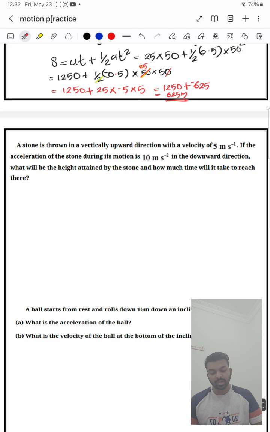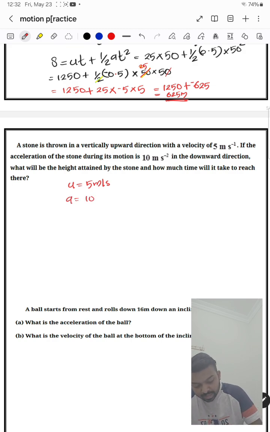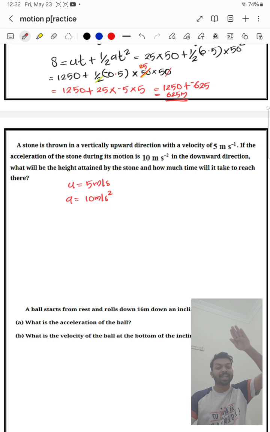A stone is thrown vertically upward with a velocity of 5 meter per second. So initial velocity is equal to 5 meter per second. And then what is given here? The acceleration of the stone during this motion is 10 meter per second square in downward direction. You are throwing an object up, so acceleration is in the opposite direction. So here the acceleration should be taken as negative.